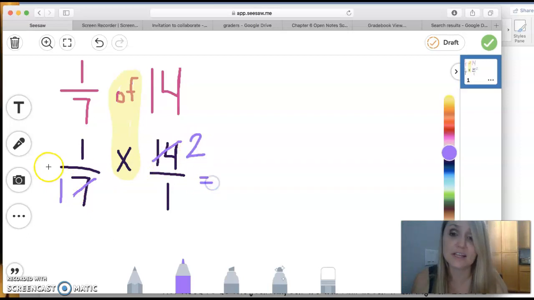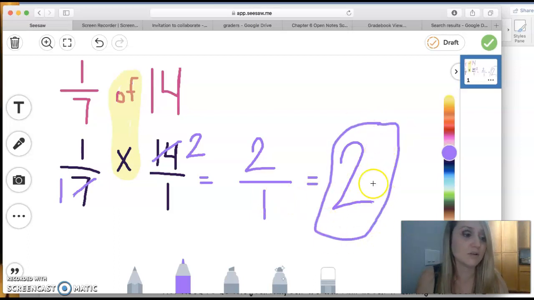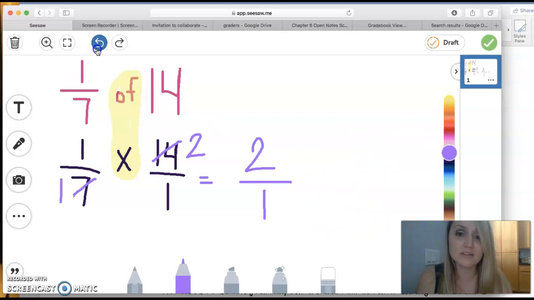Okay, so our answer now is, we're going to go 1 times 2 is 2. 1 times 1 is 1. So our answer is 2 over 1, which is a whole number of 2. Okay? And you don't want to leave it like this because this is not proper. You know, like even when we do fractions, we don't leave them as improper fractions. So you want to write it as a whole number. Okay? So let's do a couple more.